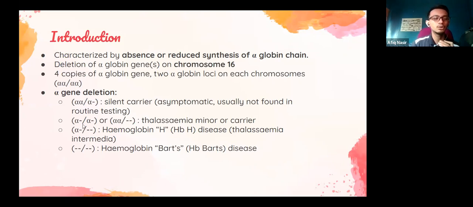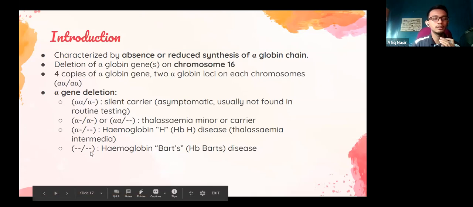With 2 deletions of the alpha globin gene, the patient will present as thalassemia minor. Next, if there are 3 deletions of the alpha globin gene, the patient will present as hemoglobin H disease. And if there is total deletion of the alpha globin gene, the patient will present as hemoglobin Bart's disease, also known as hydrops fetalis, which is incompatible with life.